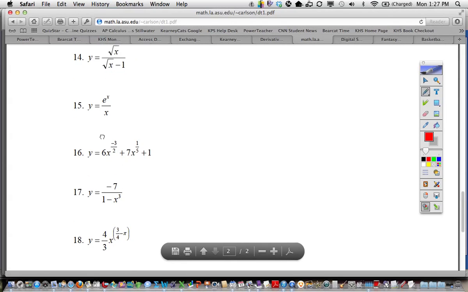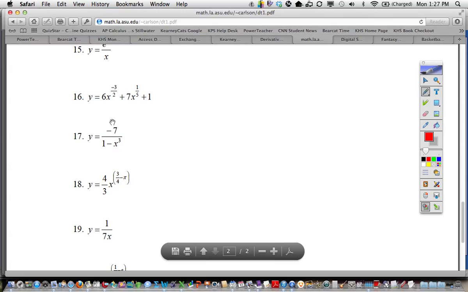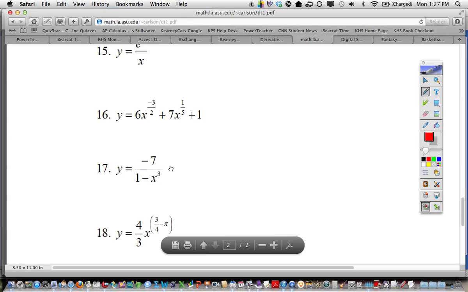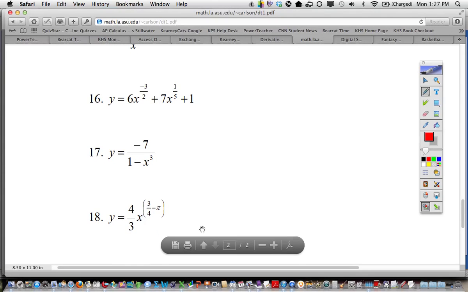Let's do this one, number 16. Again, it should be an easy one. 6x to the negative 3 halves plus 7x to the 1/5 plus 1.